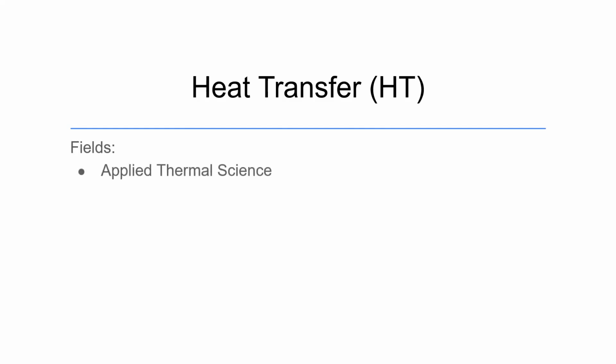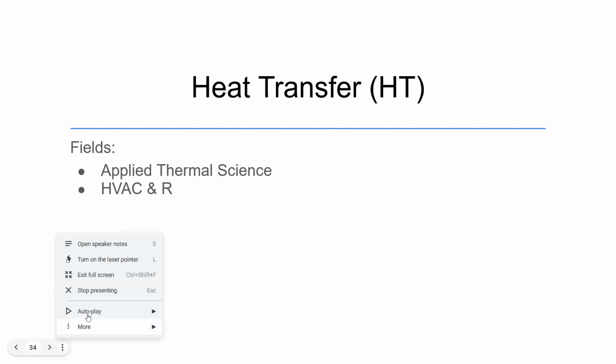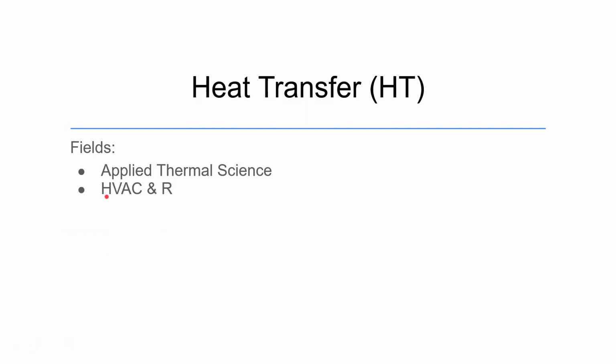About the field, as I said, it is related to applied thermal science, and it is actually the base of applied thermal science. Then a very broad and important field coming up in the next years is heating, ventilation, air conditioning, and refrigeration. H is for heating, V is for ventilation, A and C is for air conditioning, and R is for refrigeration. So HVAC, or sometimes HVAC and R, is a very broad field. There are a lot of research possibilities, and it is worth exploring this field.